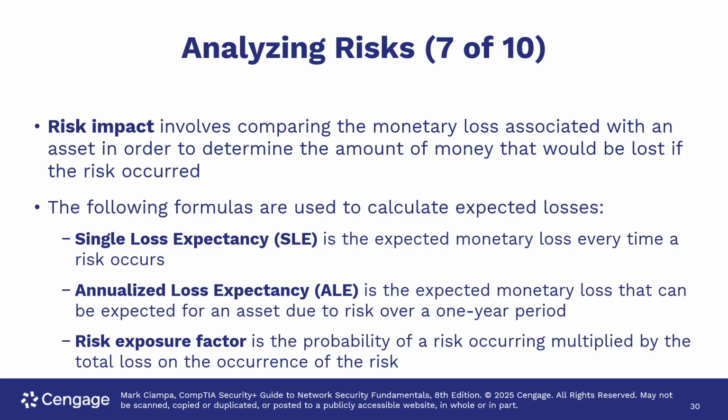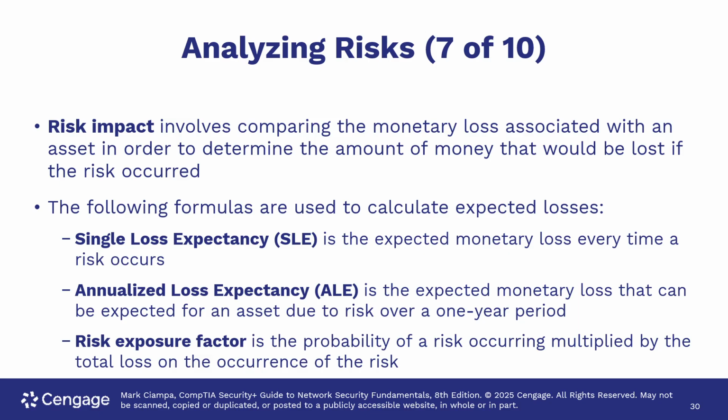So the impact of that risk, or risk impact, involves comparing the monetary loss associated with an asset in order to determine the amount of money that will be lost if the risk occurred. The following formulas are used to calculate expected losses. A single loss expectancy, or SLE, is the expected monetary loss every time that risk occurs. The annualized loss expectancy is the expected monetary loss for an asset due to risk over a 1-year period.